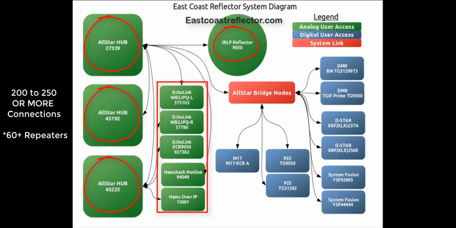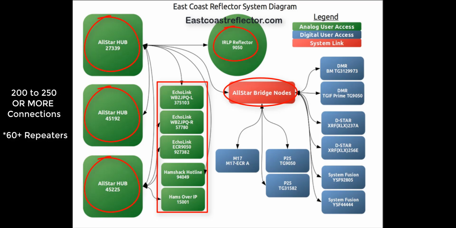But additionally, you'll see that red box there in the middle, the bridge nodes. And it goes out to DMR, D-Star, Yaesu System Fusion, M17, and P25. All those are digital modes. And even then, when I key up there, I'm keying up those systems too. And vice versa. Someone keys up on the DMR, they follow the path all the way back, and it gets to me. And that's essentially how it works.